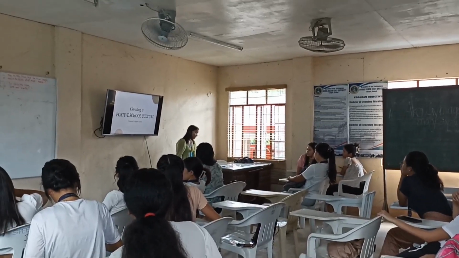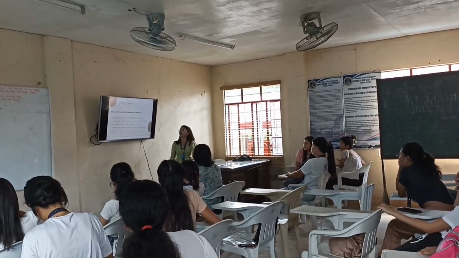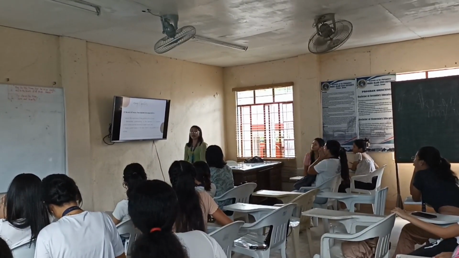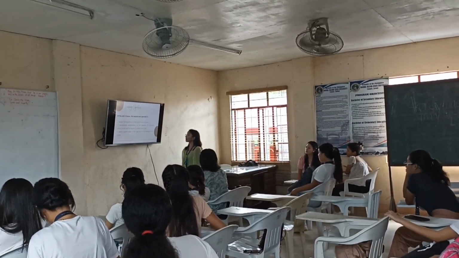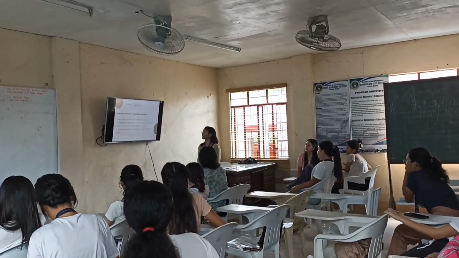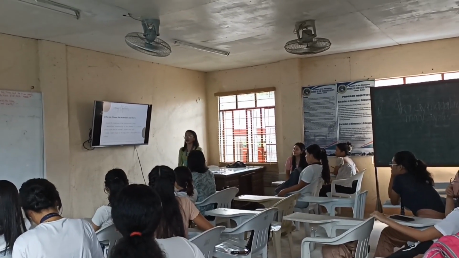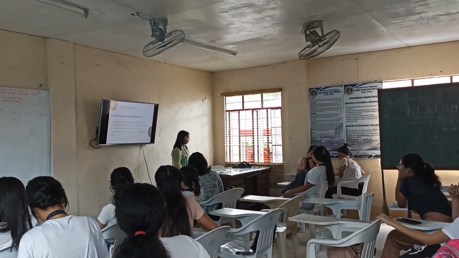Now, let me introduce first the learning objectives. At the end of the lesson, the students are expected to explain the importance of the positive school culture. Second, demonstrate understanding of the elements of a positive school culture and the teacher and student norms. And third, create a poem based on the topic, which is the positive school culture.